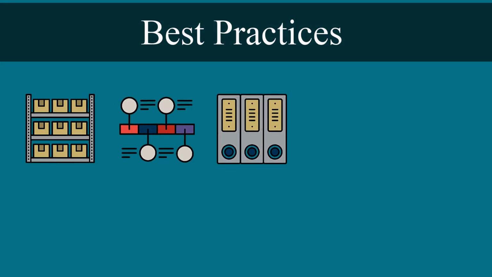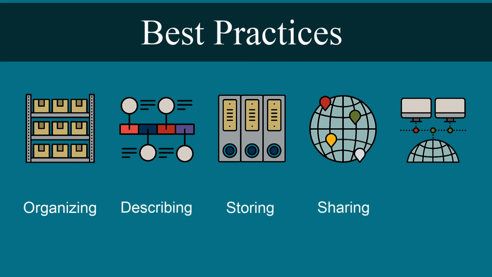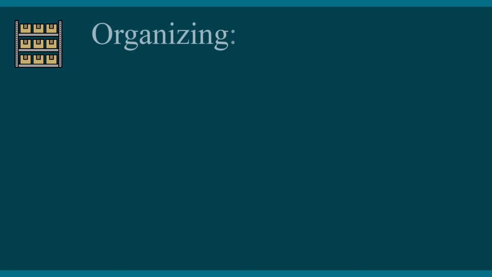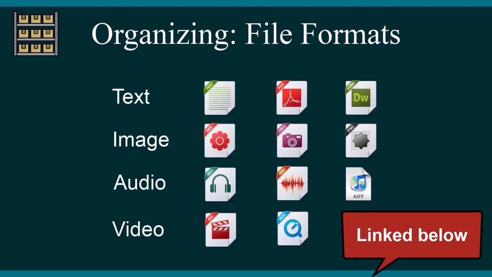Let's take a look at some best practices that will help you better manage your research data, including organizing, describing, storing, sharing research data, and data ownership and rights. The file format can affect if your data will be usable in the future. Here are some examples of preferred formats for different types of files. You can click the links in the description box to see more detailed information on sustainable formats.